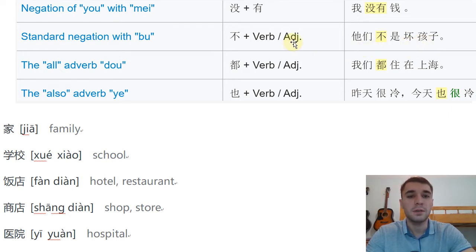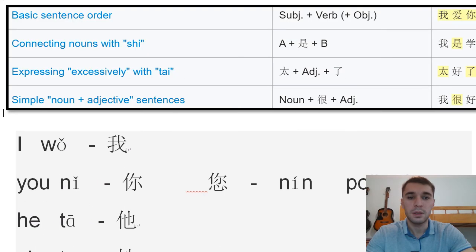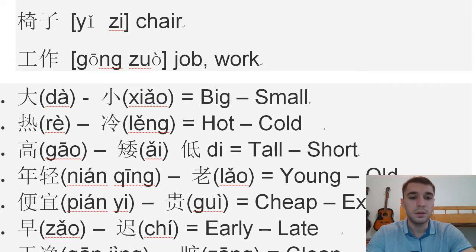The same with adjective. Before we said I'm good, right? 我很好. I will show you it here. Before, to connect noun with adjective, we said 我很好. Now you should say, instead of 很, you just will say 不. 我不好. I'm not good. How to say I am not very good? 我不很好. That's how we say it. Okay, I think you got it.